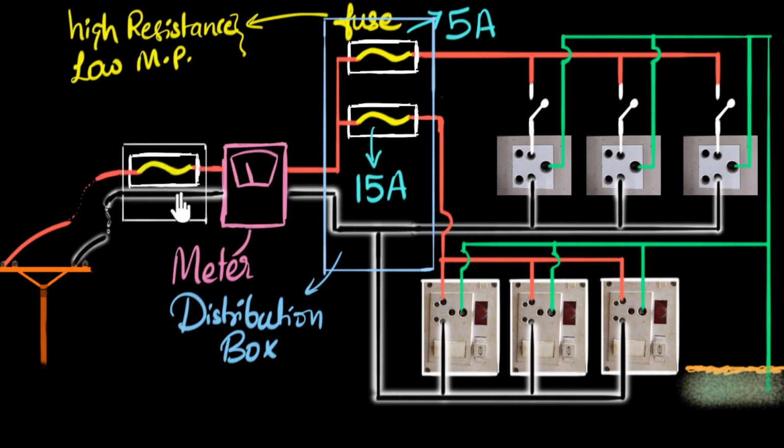You might be asking, why another fuse? Why not? Fuse is a safety device, right? So it doesn't hurt to have 2 levels of safety. This will again be a higher level fuse, a higher amperage fuse. So definitely more fuses at more levels means more safety. And there we have it. This is how our domestic circuit looks.